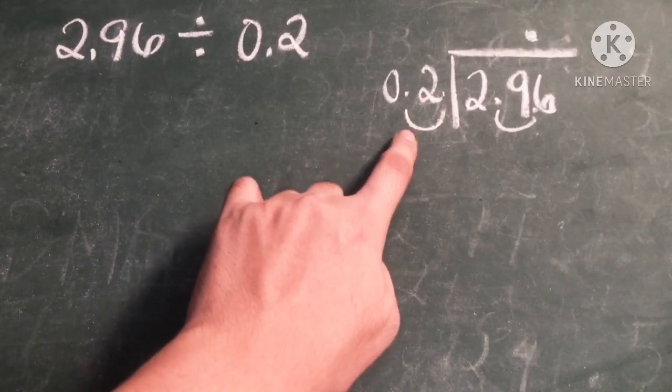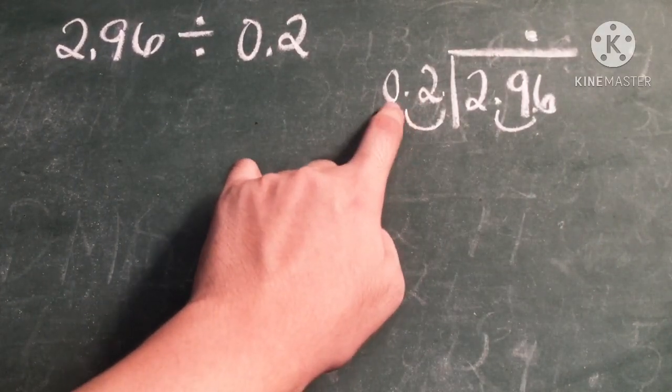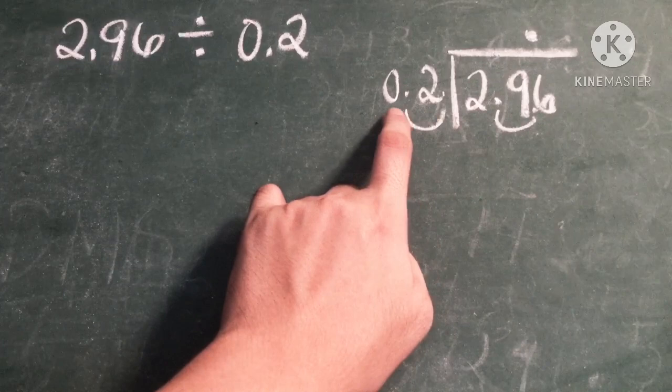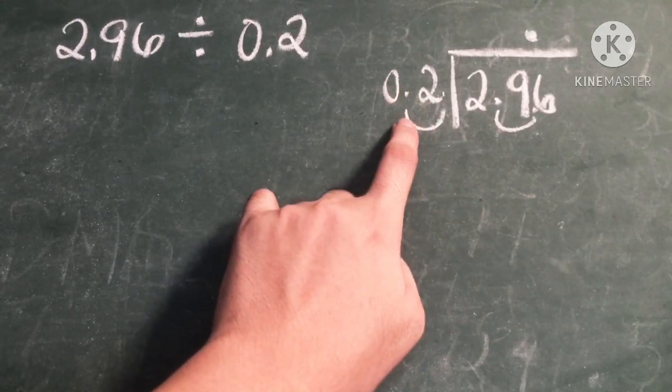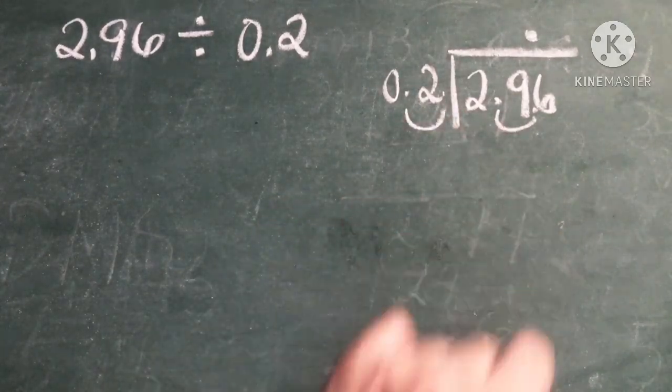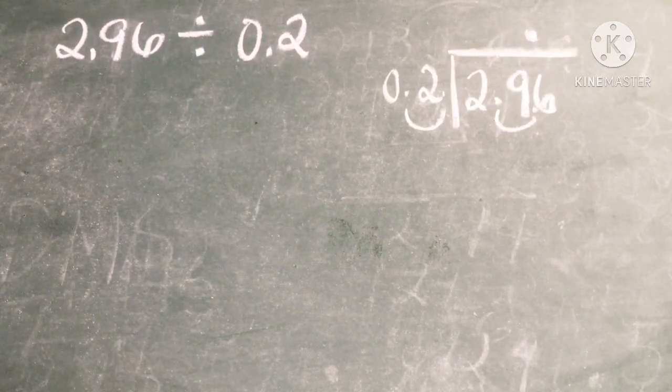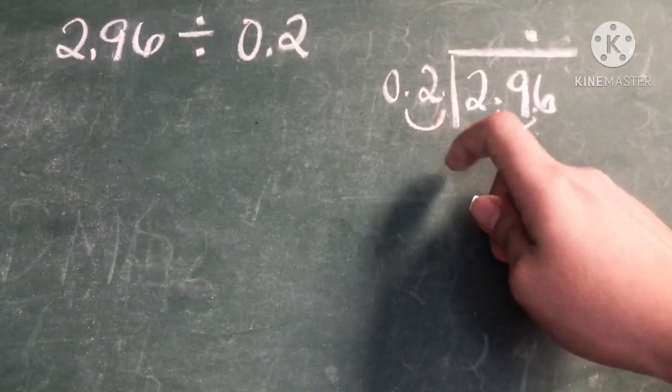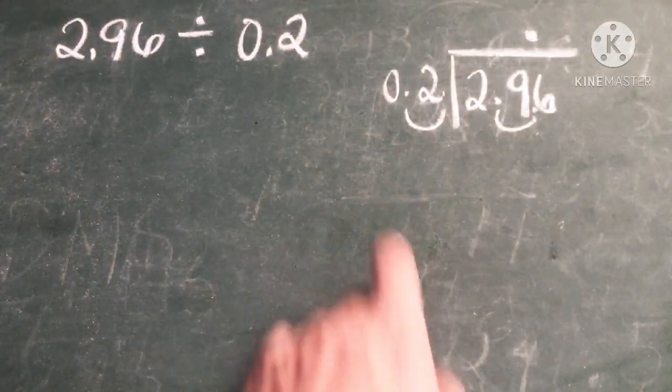So, kung ilan yung minove nyo dito sa ating divisor, nakakita nyo, 1 move lang, 1 place. Ayan, ganun din yung gagawin nyo sa dividend. So, ayan, makikita nyo, i-move nyo lang yung decimal point. So, pwede na natin siyang i-divide. Kasi whole number na tong ating divisor.